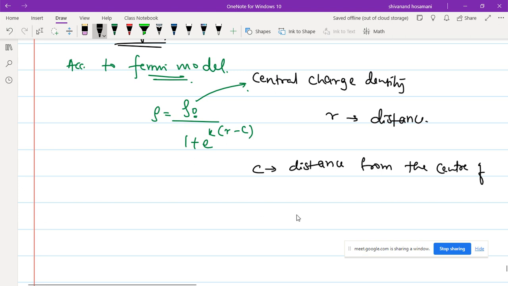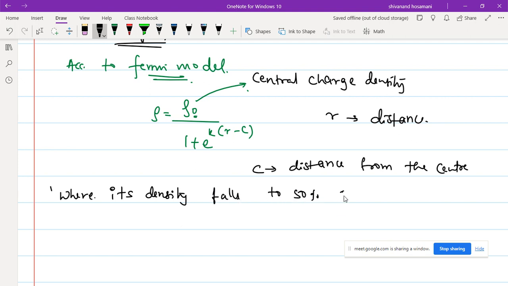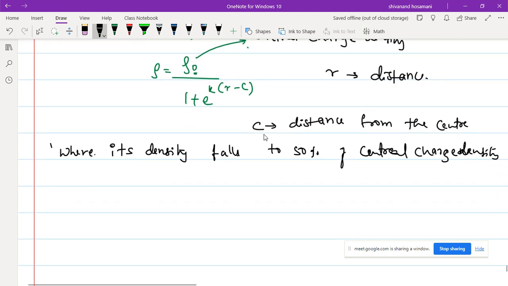So the distance from the center where its density falls to 50% of the central charge density. I will define this graphically. Moreover, this c value is given as c is equal to 1.07 into A to the power of 1 by 3 Fermi meter, similar to the radius of the nucleus. Remember, this is the formula to define the charge distribution in the nucleus.